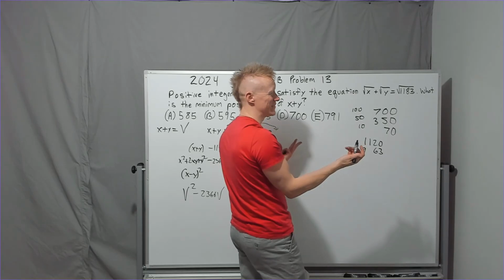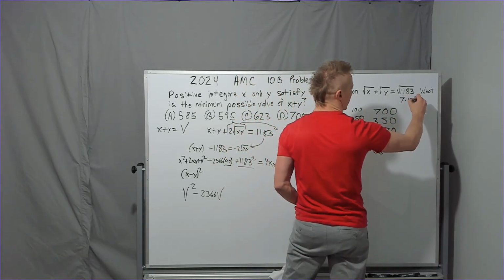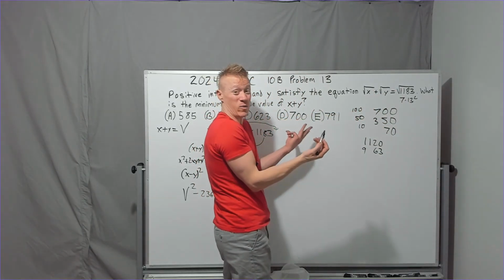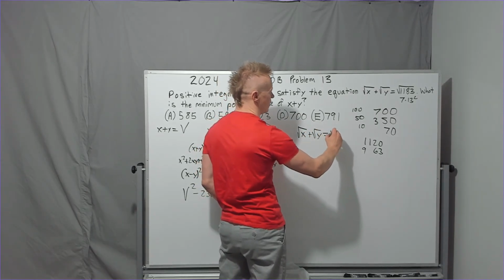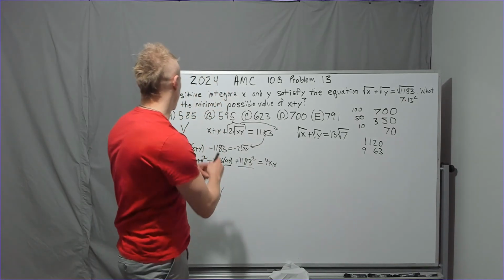169. That's 13 squared. So then you've got 7 times 13 squared, and you're going to break out that 13 because that's why we started this, to see what we could discover. And you're going to get root x plus root y equals 13 root 7. Interesting. So wait a minute, let's go back.